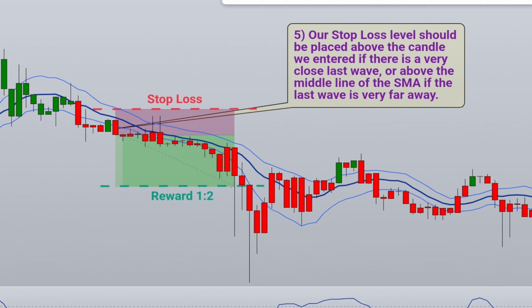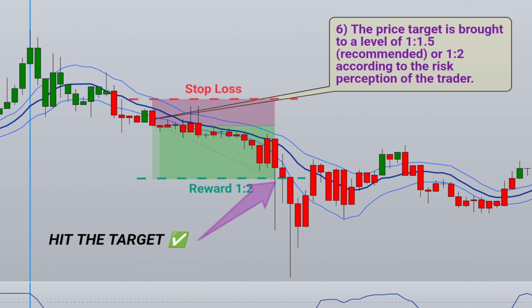Our stop-loss level should be placed above the candle we entered if there is a very close last wave, or above the middle line of the SMA if the last wave is very far away. The price target is brought to a level of 1 to 1.5, recommended, or 1 to 2 according to the risk perception of the trader.